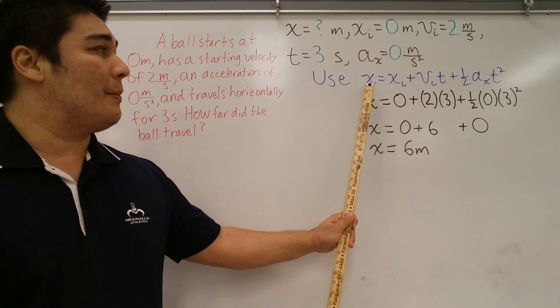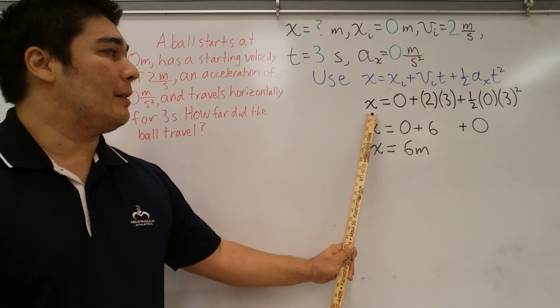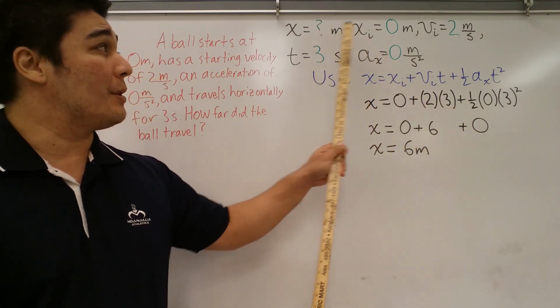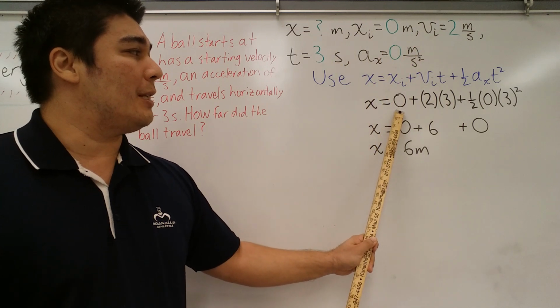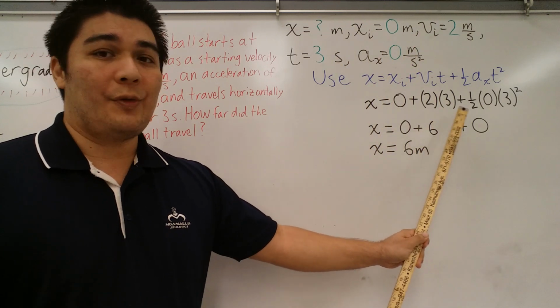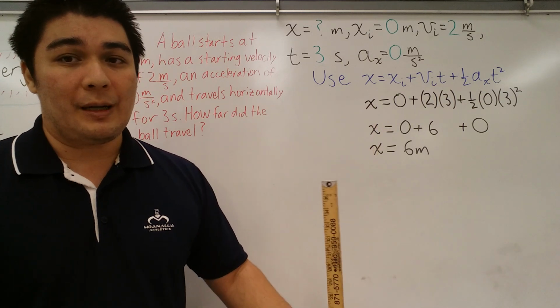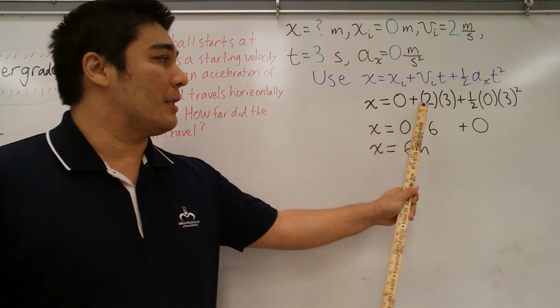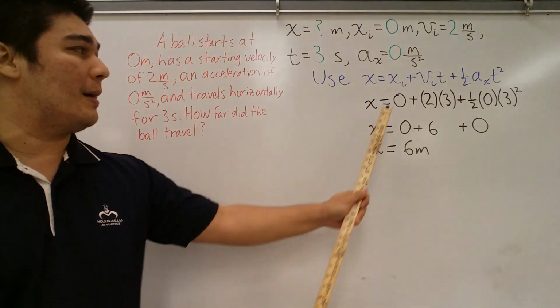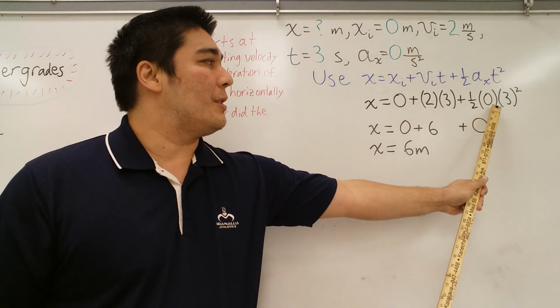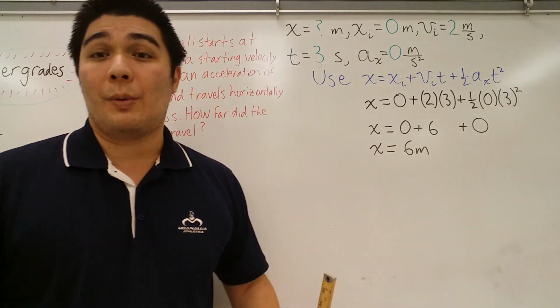Same thing that I did last time. I rewrite the equation and I substitute all of the different numbers that I was given here in green for all the variables. This time I'm using the shortcut method, so I don't put in my units, and I'm just going to substitute just the numbers. So that's why I get 0 plus 2 times 3 plus 1/2 times 0 times 3 squared.